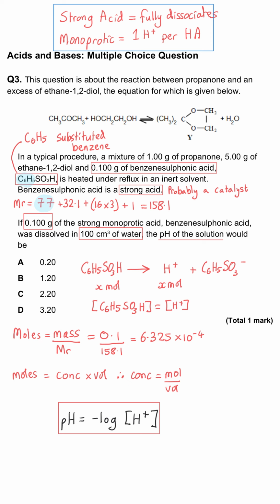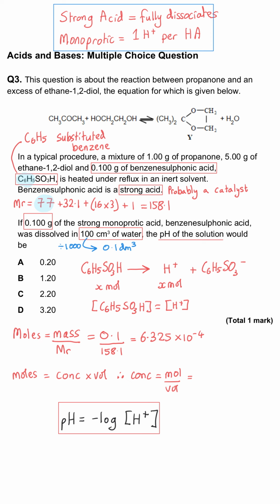Now we want a concentration, and so since moles is concentration times volume, concentration is moles divided by volume. The volume needs to be in dm cubed. Currently it's in cm cubed, so we need to divide that by 1,000, and that's 0.1 dm cubed.